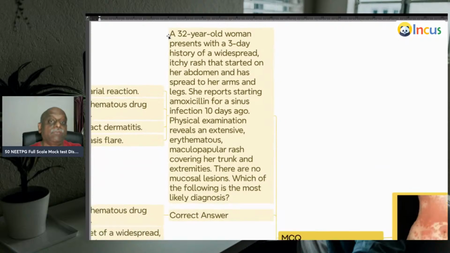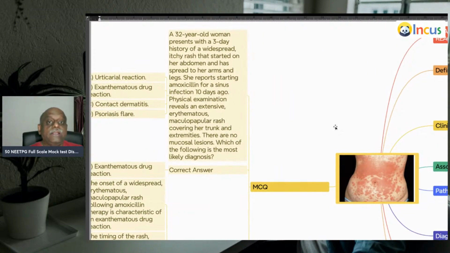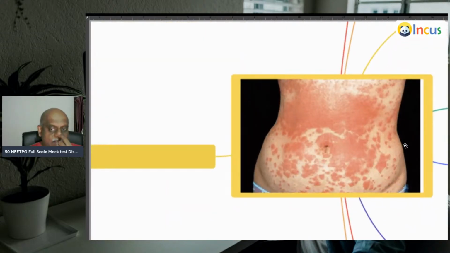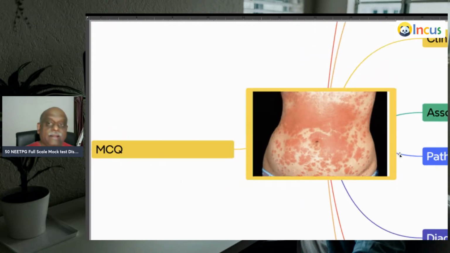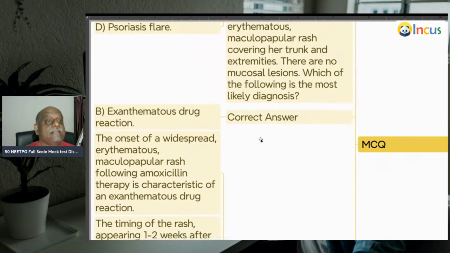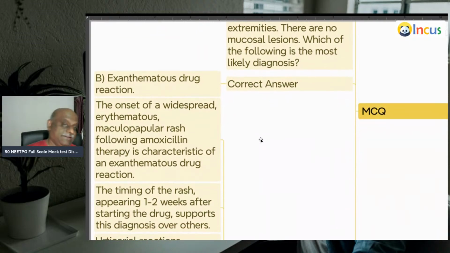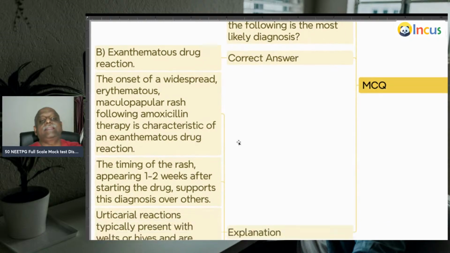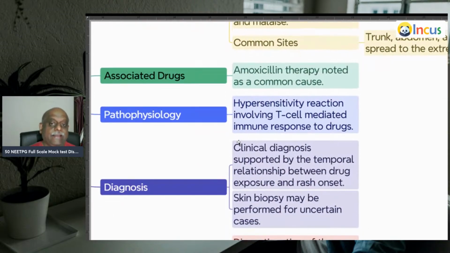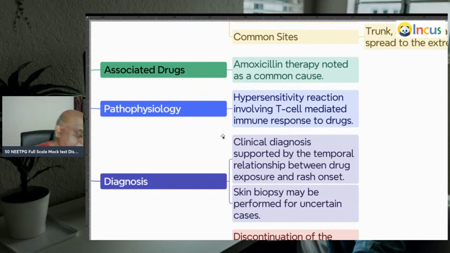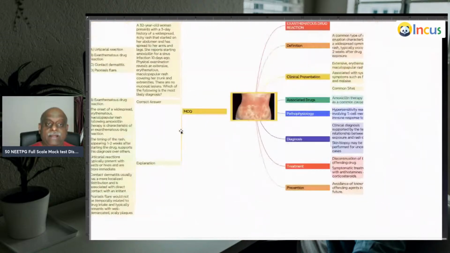A 32-year-old with a 3-day history of widespread itchy rash. She is on amoxicillin for a nasal sinus infection. Following that, she developed this rash, doctor. Now, she has an exanthematous drug reaction. Erythematous maculopapular rash after the amoxicillin therapy is characteristic of an exanthematous drug reaction. It is a T-cell mediated hypersensitivity immune response, is what you need to remember.